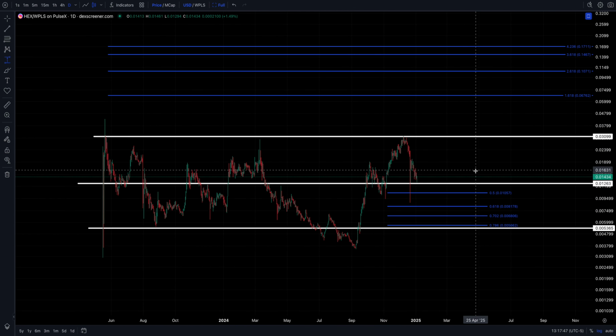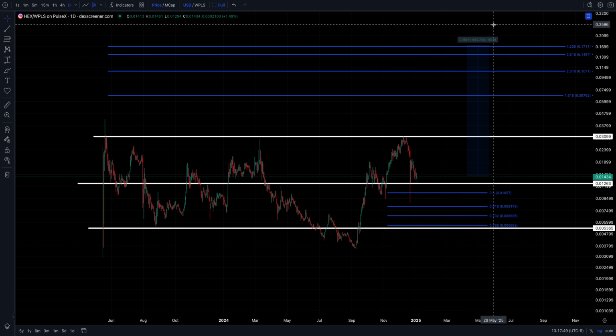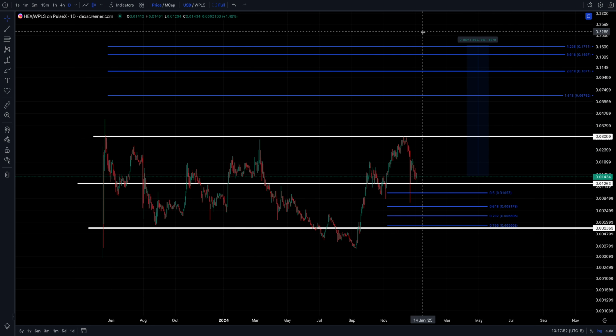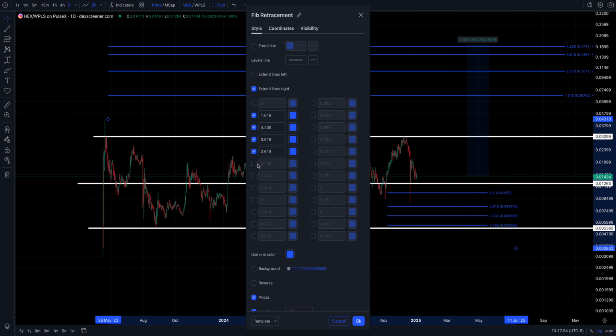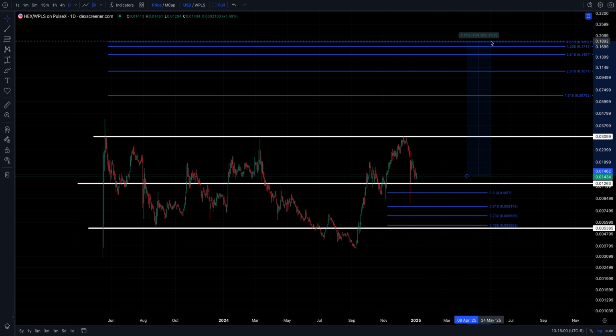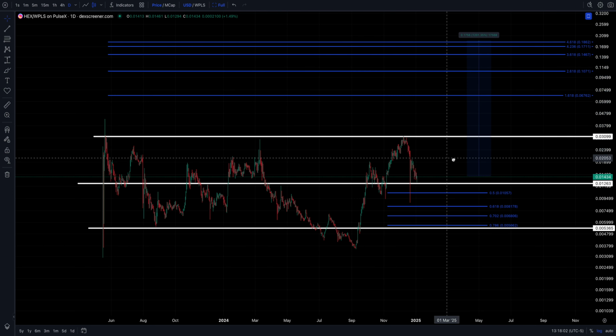Okay, so I think it's going to reach the 4.236, so that would be about a 10x, 10 to 11x. It'll likely go higher than that. Remember, these are just minimum targets. So yeah, about a 12x from current price.